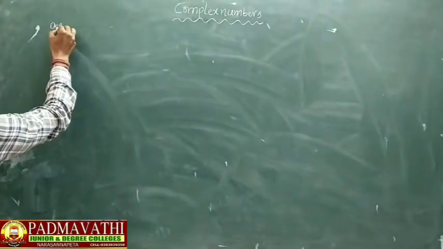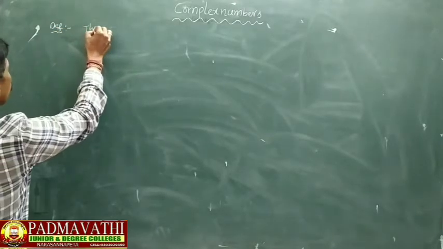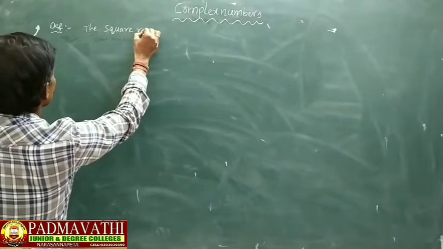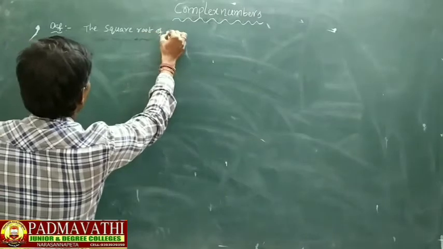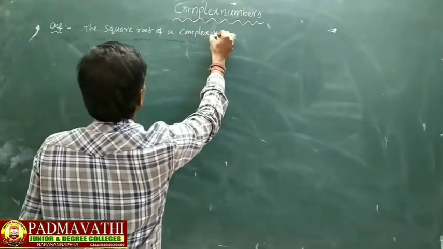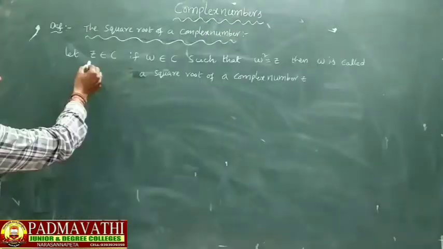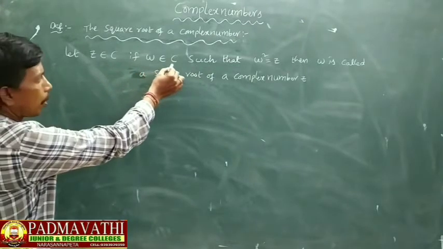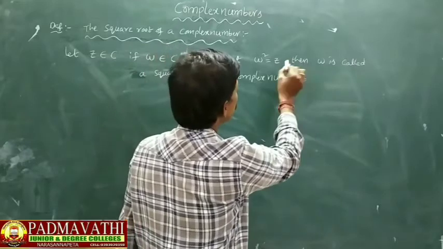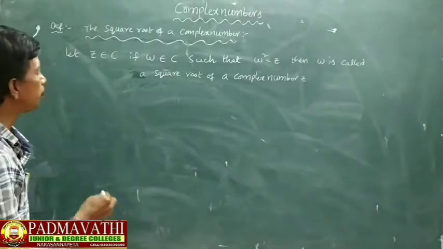Definition of the square root of a complex number. If omega belongs to C such that omega squared equals Z, then omega is called a square root of the complex number Z.